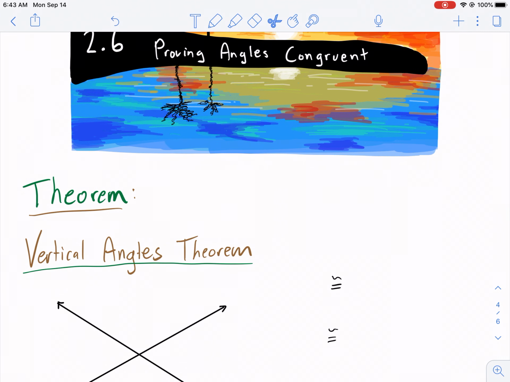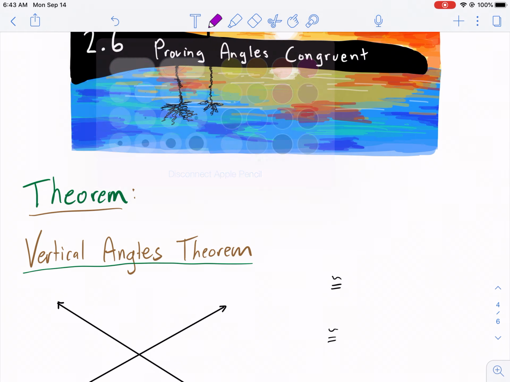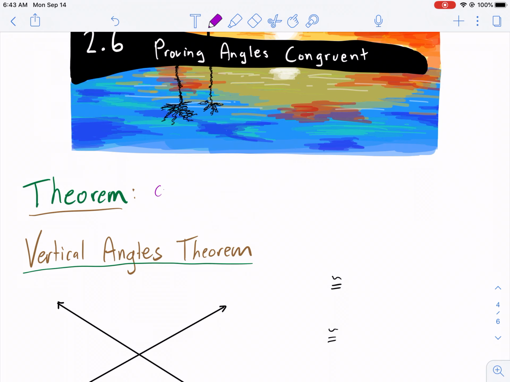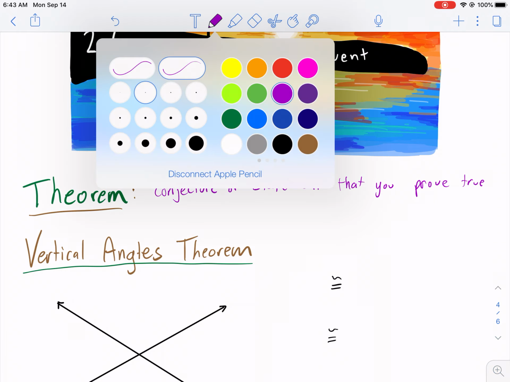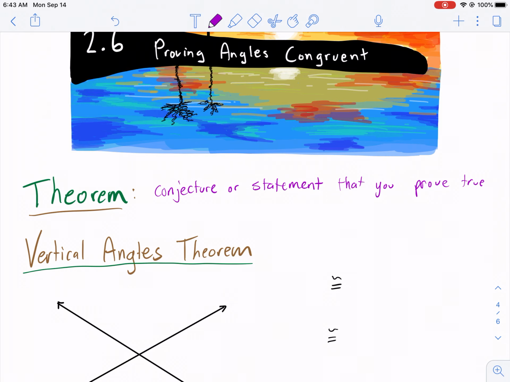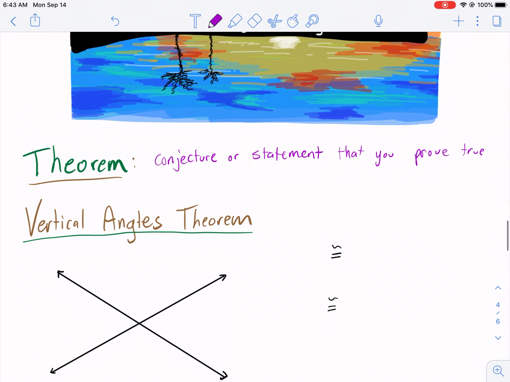Okay, so the first thing we have here is a theorem. We've been talking about theorems a little bit and their necessity to make proofs. You've heard of the Pythagorean theorem and some other theorems, but what does it actually mean? Well, it's a conjecture or statement that you prove. The ones that you've seen have already been proven true. So there's our theorem: a conjecture, a statement that you prove true.